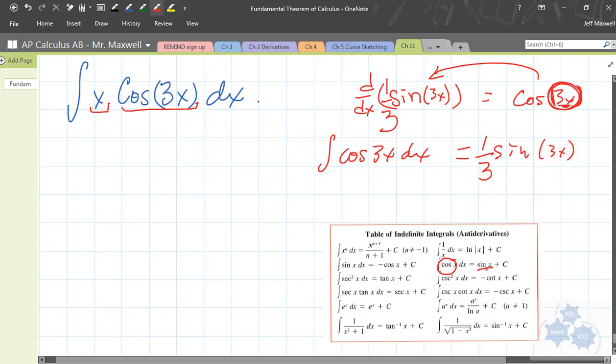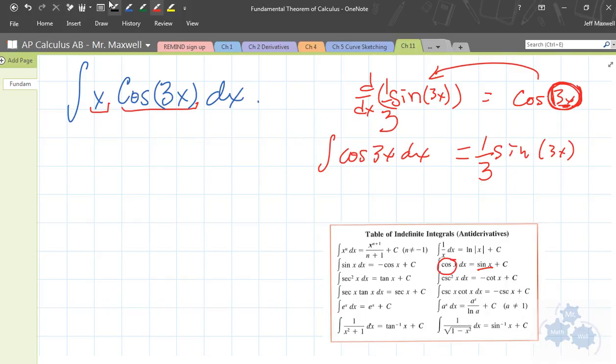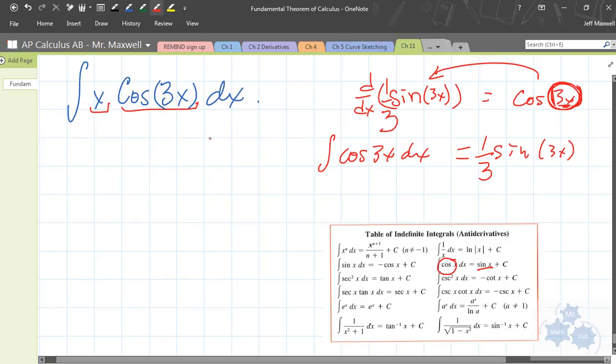We'll get more practice with that. But anyway, this is going to be 1/3 cos x here, and 1/3 sine of 3x is going to be the integral here. All right, so let's take a look at what we're going to do for this one.